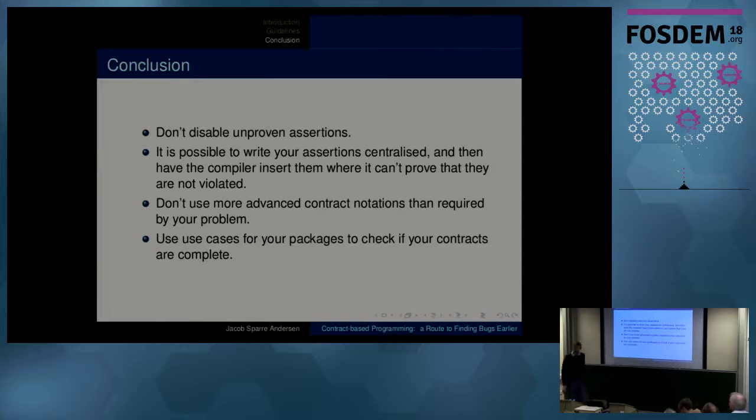I'll give you the very short version of my talk. Don't disable unproven assertions. Using the type system, it is possible to write assertions centrally and have the compiler insert them everywhere they need to be. So it's a way of writing assertions which scales very well. Little work, lots of effect. Then don't use more advanced contracts than you need to. And the last one we've been talking about: use use cases for your packages to check if your contracts are complete and consistent.